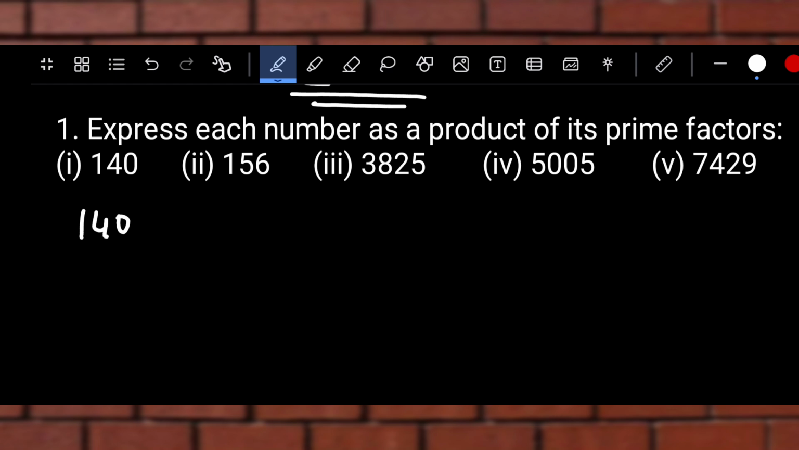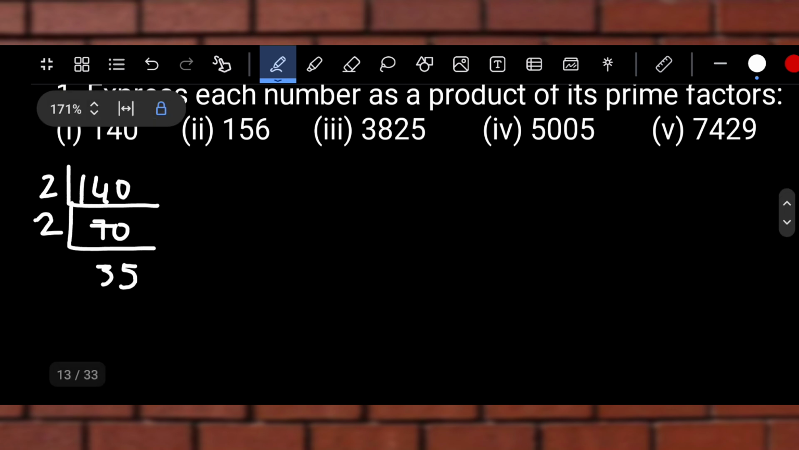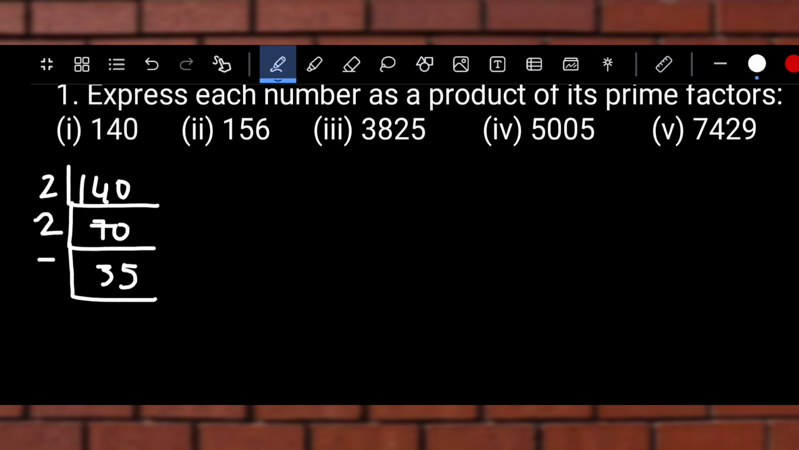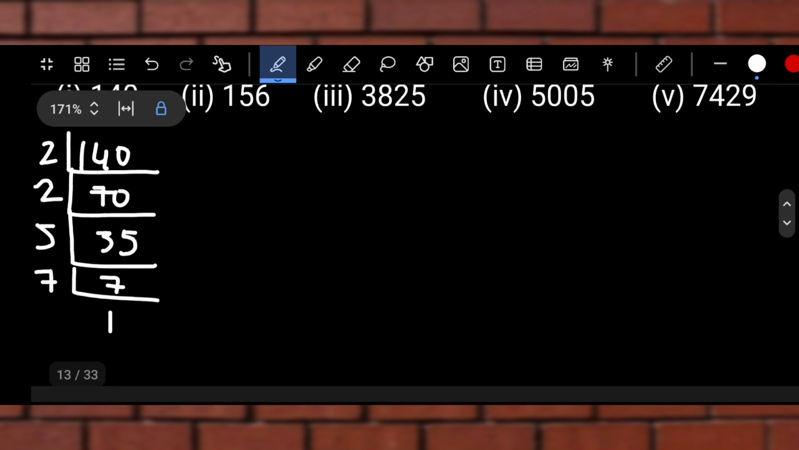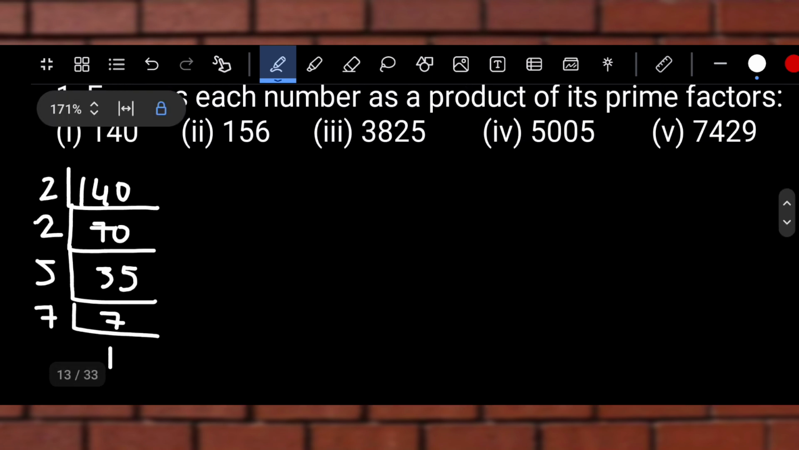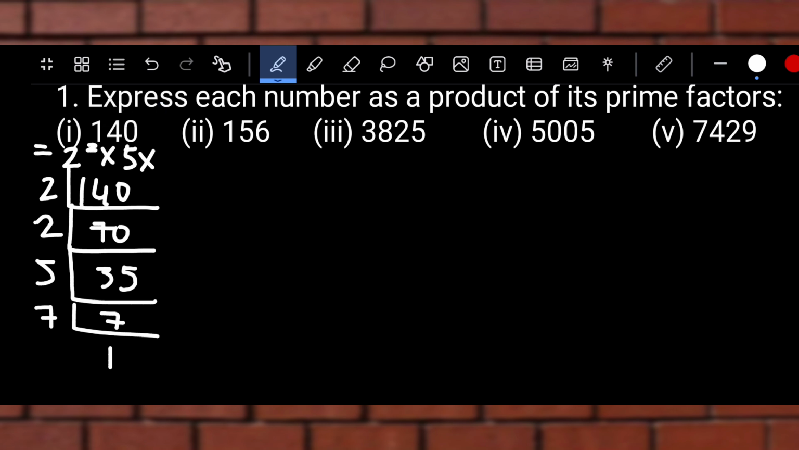140 is an even number, divisible by 2, we get 70. 70 is again an even number, divisible by 2, we get 35. 35 is a product of 5 and 7. So we'll write 5, 7. 7 is a prime number, 7, 1. So 140 is equal to 2 square into 5 into 7.